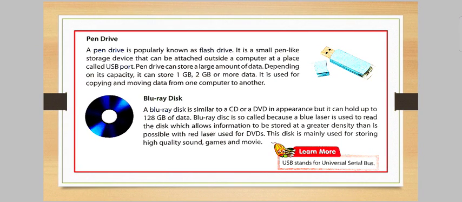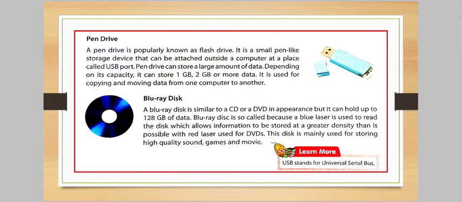Next is the pen drive. We all know about the pen drive. A pen drive is a small device which we use to store a large amount of data. A pen drive is popularly known as a flash drive. It is a small pen-like storage device that can be attached outside a computer at a place called the USB port. A pen drive can store a large amount of data depending on its capacity. It can store 1 GB, 2 GB and more. It is used for copying and moving data from one computer to another computer.